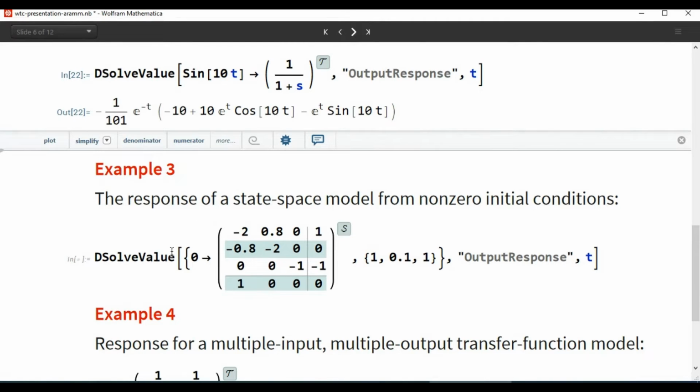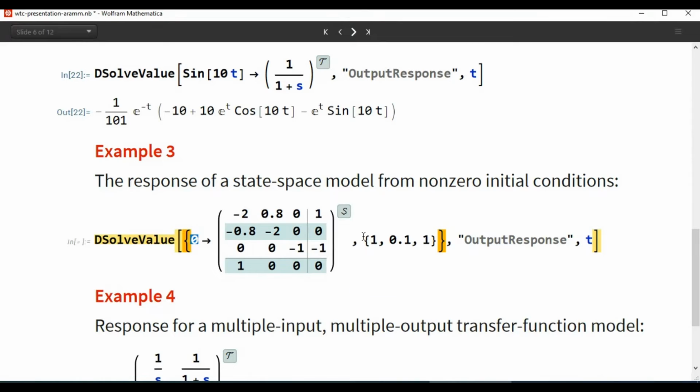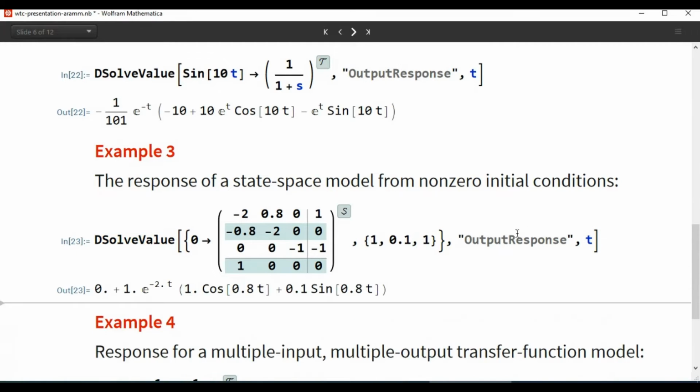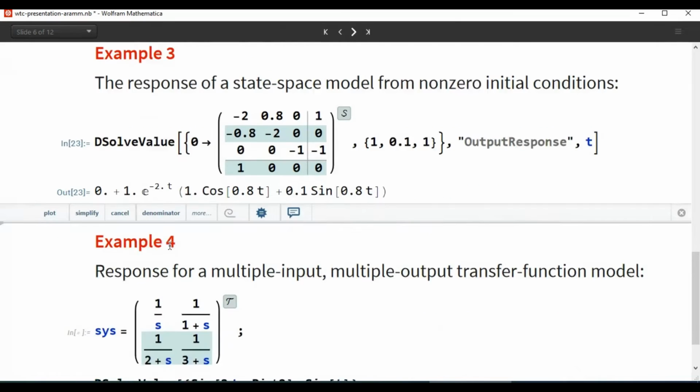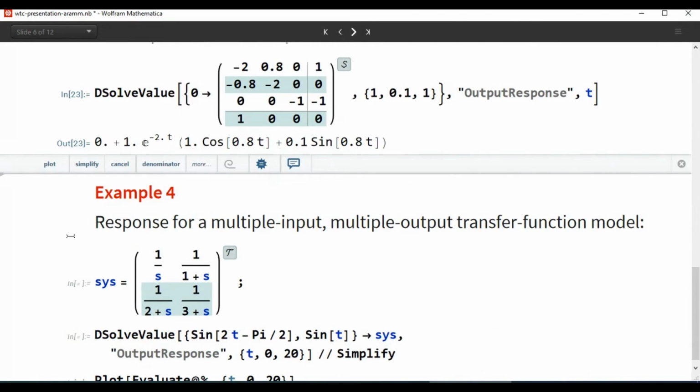In this case, we don't have input function, so I put 0 here, but instead we have some non-zero initial conditions defined after the model, and we want to get again output response, and here it is. And finally, example 4 demonstrates how we can calculate output responses for multiple input, multiple output transfer function model.